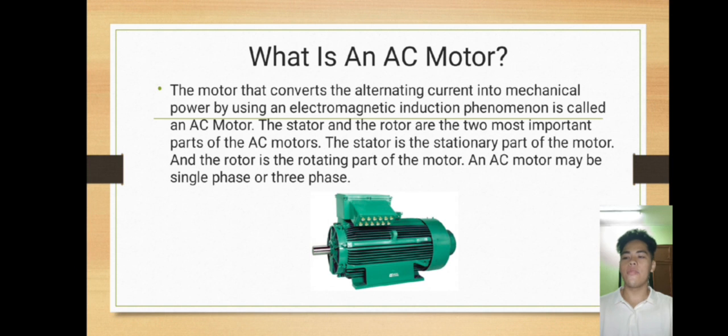AC motors. What is an AC motor? The motor that converts alternating current into mechanical power by using an electromagnetic induction phenomenon is called an AC motor. The stator and the rotor are the two most important parts of the AC motor. The stator is the stationary part of the motor, and the rotor is the rotating part of the motor. An AC motor may be single phase or three phase.